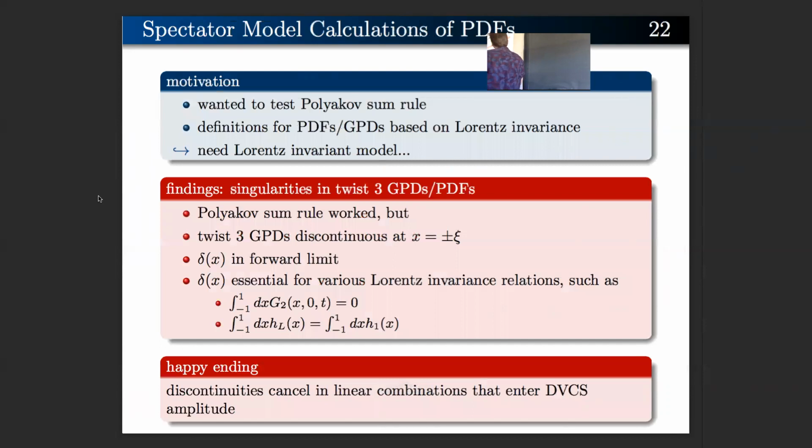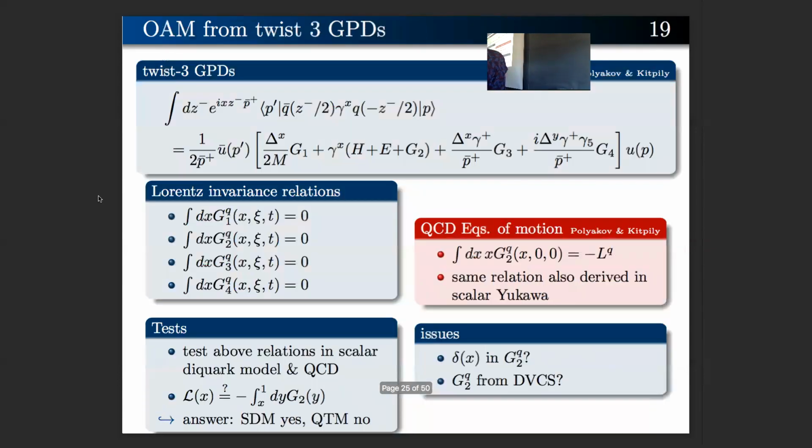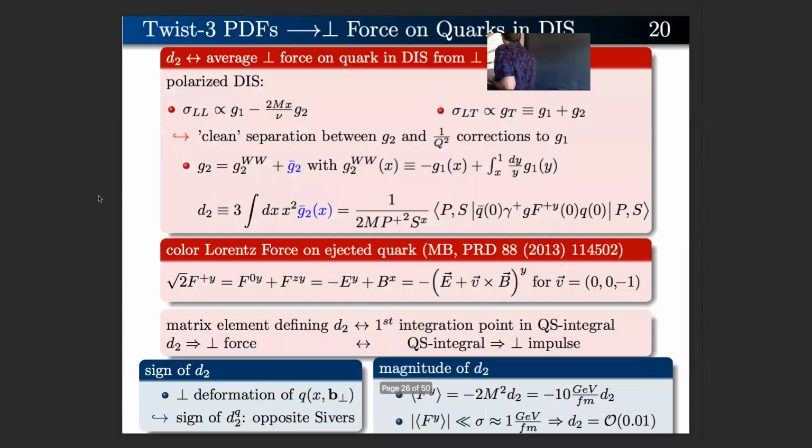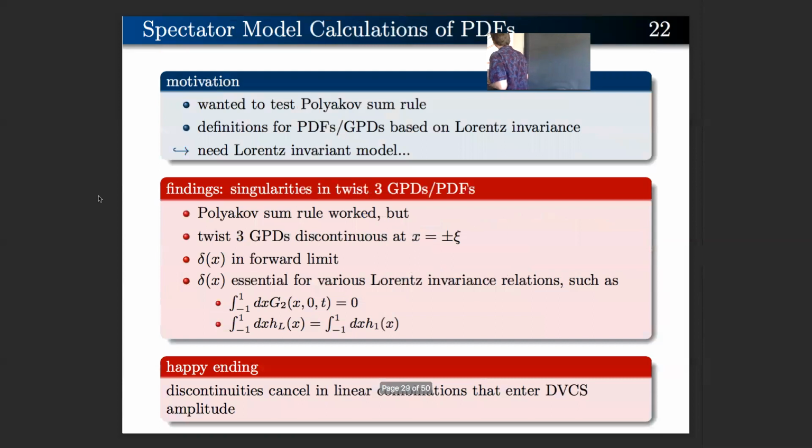I know spectator models suck. The reason we use the spectator model is because it's Lorentz invariant. And in defining GPDs like this and extracting them, Lorentz invariance is used in this parametrization. So if you don't have a Lorentz invariant model, it's hard to extract these coefficients here. So that's why we use it.